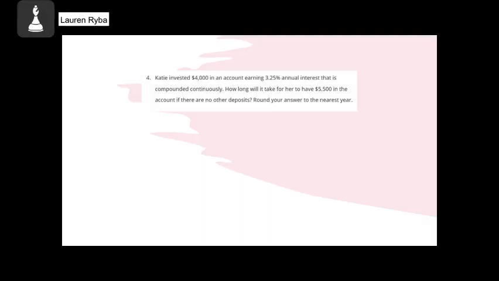Katie invested $4,000 in an account earning 3.25% annual interest that is compounded continuously. So that means we're now on to the second equation, A equals P E to the RT. How long will it take for her to have $5,500 in an account if there are no other deposits? And round your answer to the nearest year.